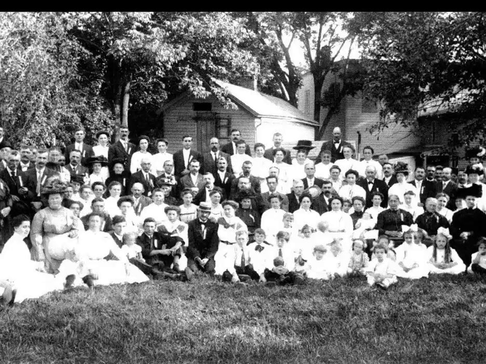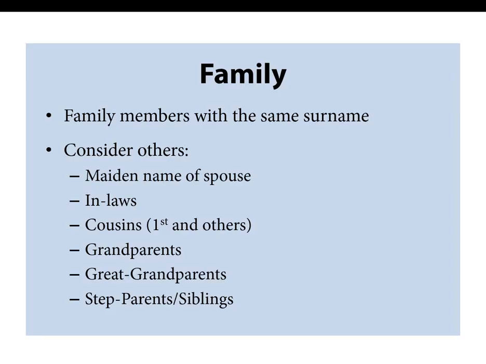So family members, one of the reasons they're so easy to find is that they're usually the people with the same surname as your ancestor, but that's not always the case. Just as in your own family, I'm sure, those that come over for Thanksgiving dinner or for parties, when we could have parties, would consist of people with maiden names of a spouse, in-laws, cousins, that could be first cousins or maybe even second or third cousins, grandparents, great-grandparents, and then step-parents and siblings.